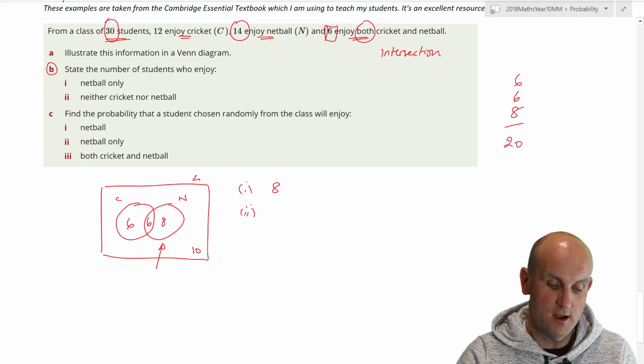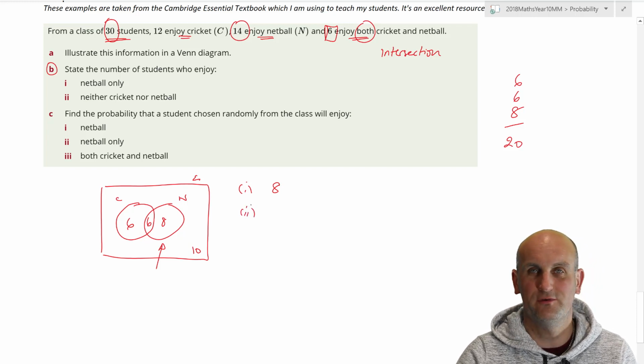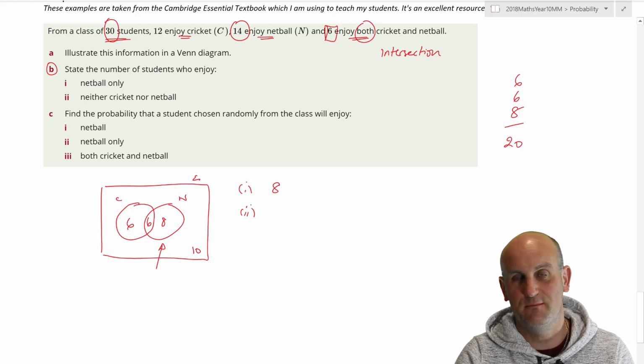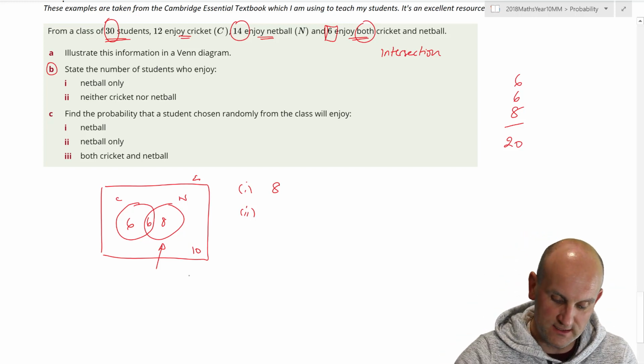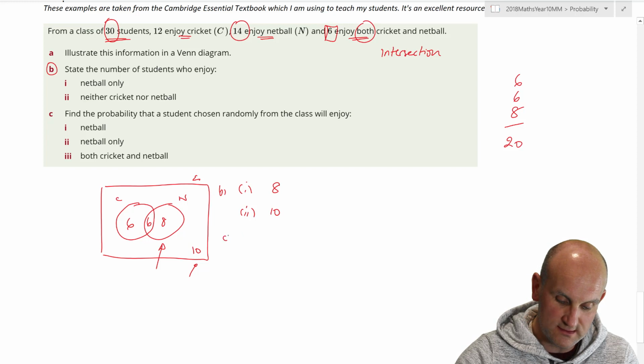Part 2. Neither cricket nor netball. So if they don't like cricket and they don't like netball, then they're falling outside of my probabilities. And that must be this number here, which is 10. Well, that was easy. What about C?